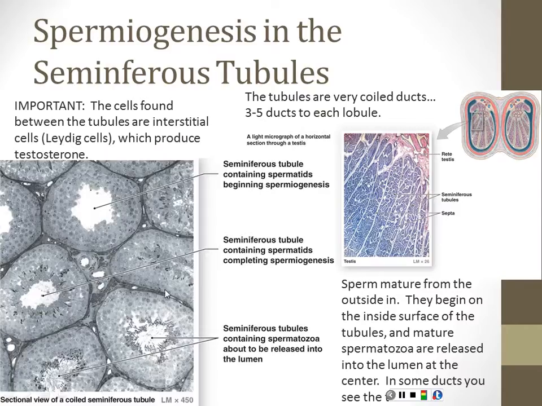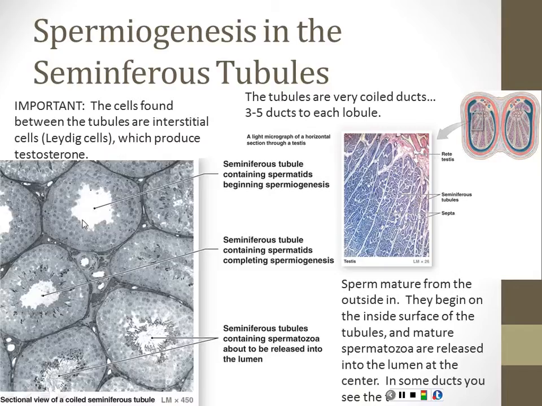So when we look at it under the microscope, we see these circles. These are circles, they're seminiferous tubules in cross-section. Now, sperm production begins around the outside. The spermatogonia live just inside the wall here. And as the cells divide, they move in closer to the middle.